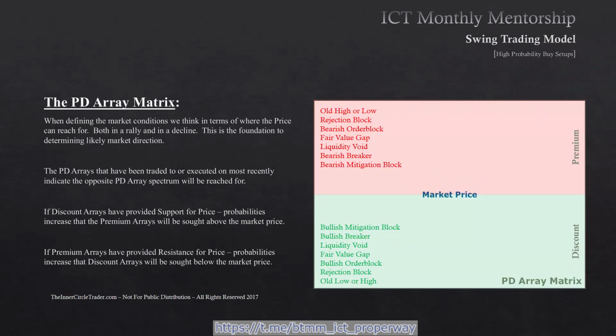Okay, as a reminder, when we're looking at price, we have to think algorithmic, and we have to refer to the PD array matrix. So without going into great detail, because of study purposes only, I'm including this slide because I don't know when you're going to be watching this video again. So be mindful that we're looking for these arrays in deference to the premium or discount spectrum.